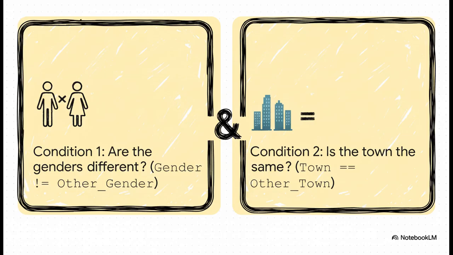Okay, now this is where the logic at the heart of the mystery really comes into play. For every single pair of students, the code is checking two things. First, is their gender different? That's condition 1. And second, is their town or city the same? That's condition 2. This is where the real detective work begins.